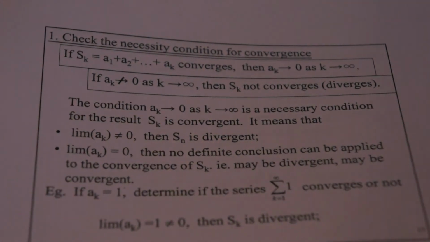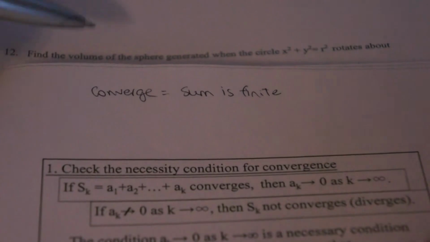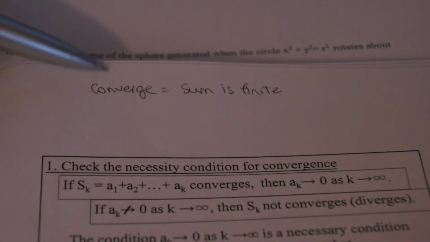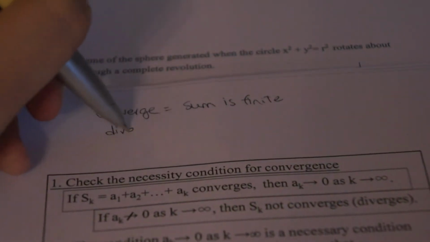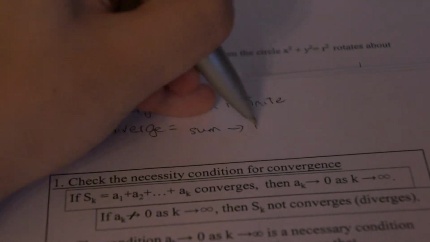Okay, the last part is you can turn to chapter 4. In chapter 4, we just put some small part, test for convergence. What does it mean to converge? Converge is that the sum is finite. It's a finite number, okay? So which is the converge. And then if it diverges, diverge means the sum will tend to infinity.